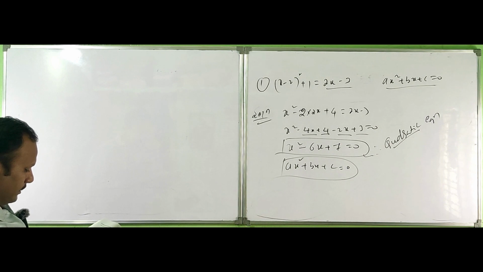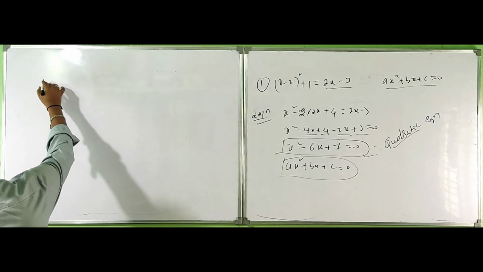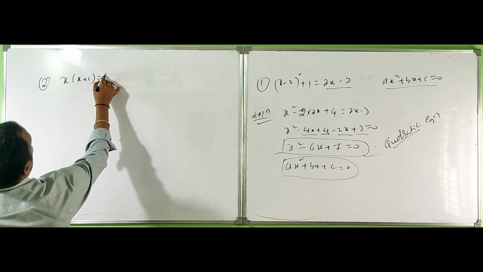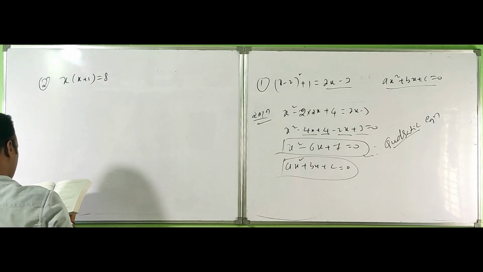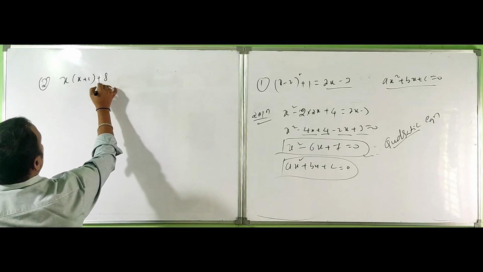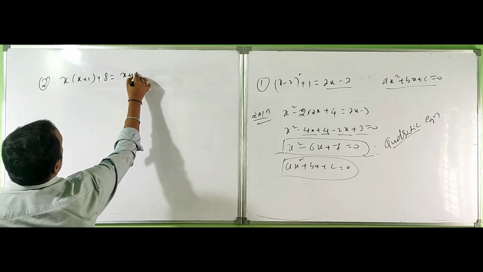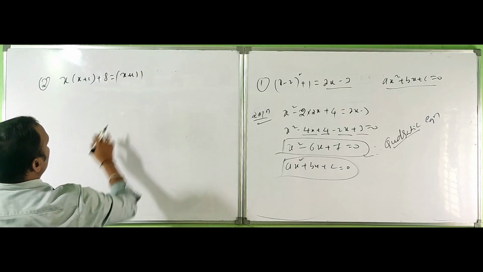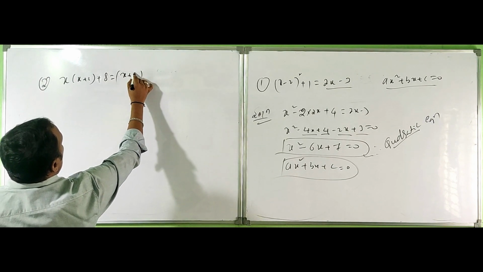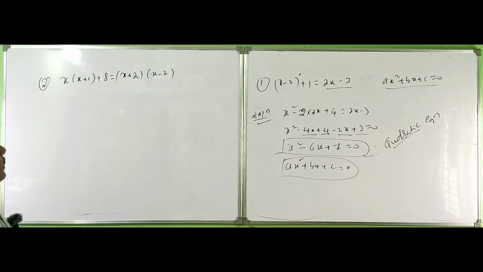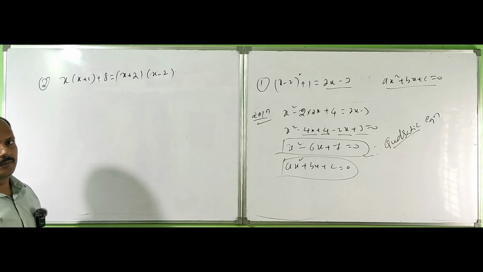Second one is x into x plus 1, plus 8, is equal to x plus 1 into x plus 2 into x minus 2. Check whether this is quadratic.